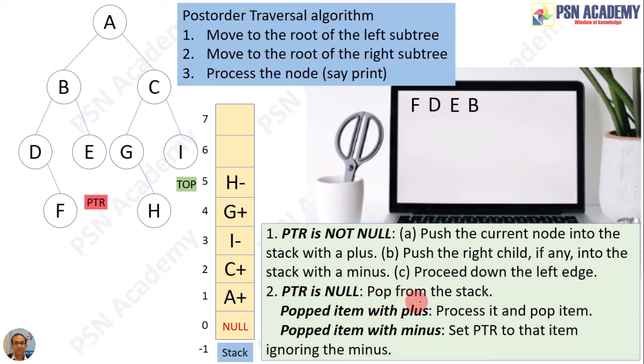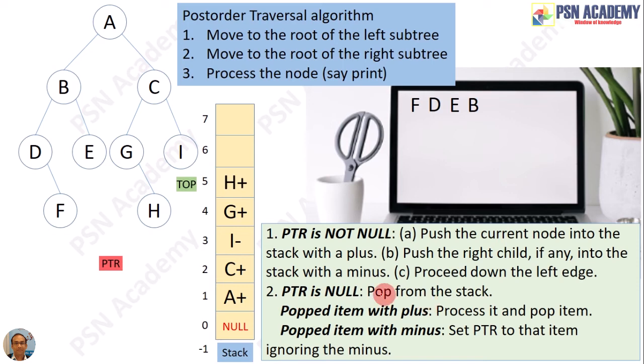It says pop from the stack. H minus comes out of the stack. We set PTR to H. We check whether PTR is null or not. It is not null, so we move to rule 1. Push the current node into the stack with a plus sign. So H plus is stored inside the stack. There is no right child, so we skip rule 1B and we follow 1C. Proceed down the left edge. PTR becomes null again. We consider rule 2 now.